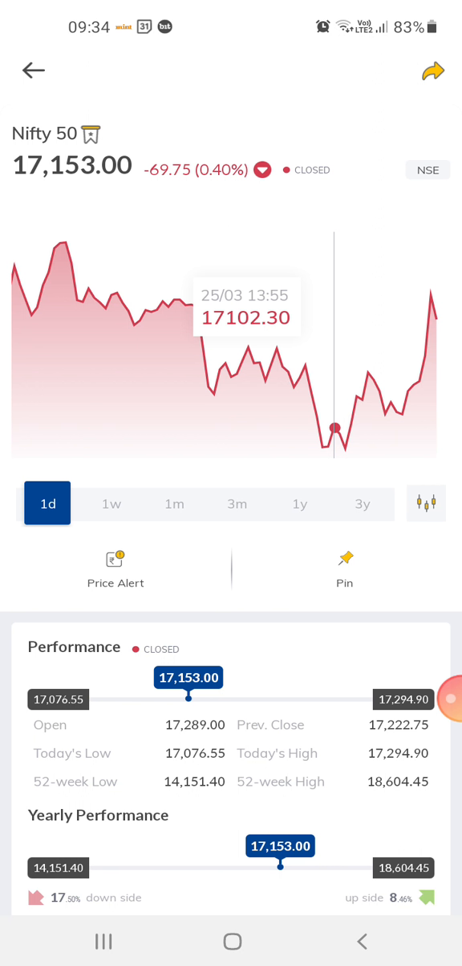So what we can learn from here is that whenever we are trading out of the money, we don't have a lot of options. At the money we have a lot of options. We can do a lot of scalping, or you can follow the trend. So at the money for this Nifty would be 17,150.